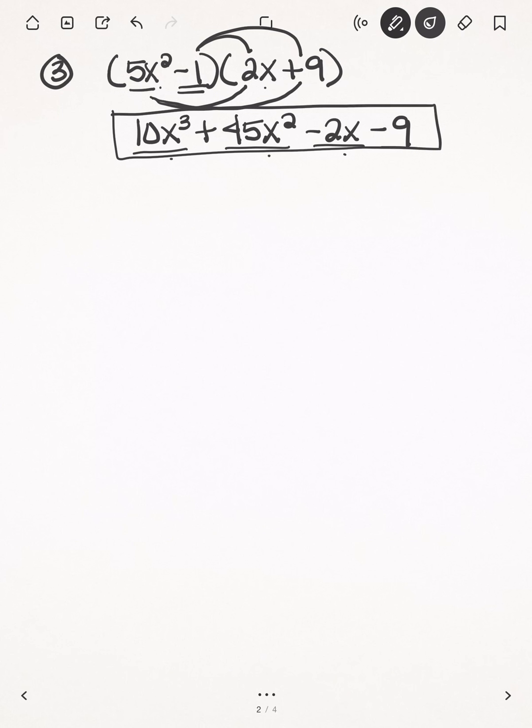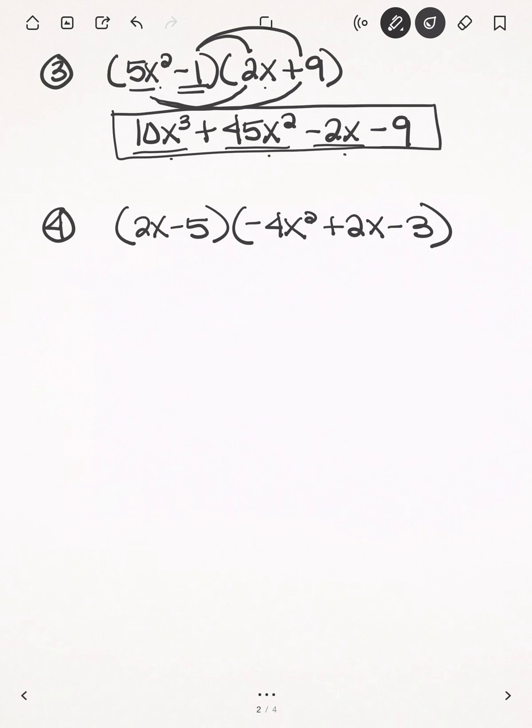All right, number 4 is one that, these are the longest ones when you have something like this. If you have 2x minus 5, you have a binomial, and you multiply it by a trinomial, negative 4x squared plus 2x minus 3. Now, if you did this with a generic rectangle, you would have to have a rectangle that was 2 high and 3 across. So if you decide to do it with a generic rectangle, it's still possible. It's just a little bit bigger than what you're used to. All right, let's go ahead and multiply.